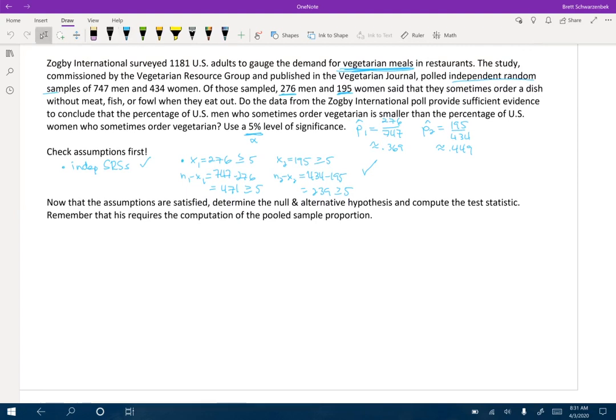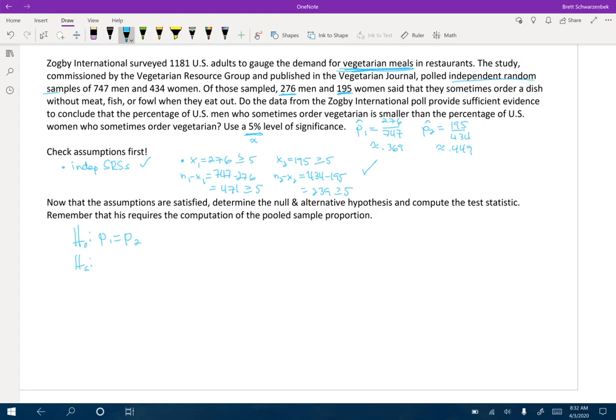Alright, so null and alternative. What do we got? So we know that the null is a statement of equality. So what do we have? We have two proportions, P1 and P2, that we are hoping are going to be equal, or maybe not hoping, depends on the problem, but those will be equal. But our alternative has to be either not equal to, less than, or greater than.